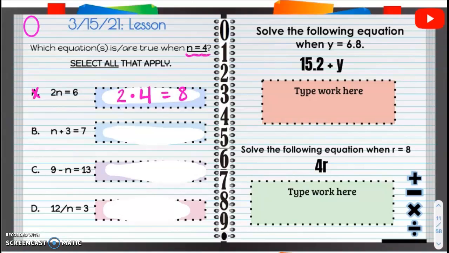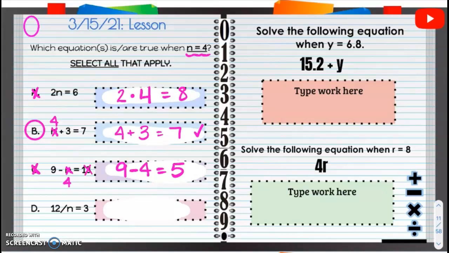If we replace that n with a 4 here, we have 4 plus 3. Does that equal 7? Yes, it does equal 7. So that is one answer. Let's see, 9 minus n, or 9 minus 4. Does that equal 13? 9 minus 4, 9, 8, 7, 6, 5. That's going to be 5. That does not equal 13.